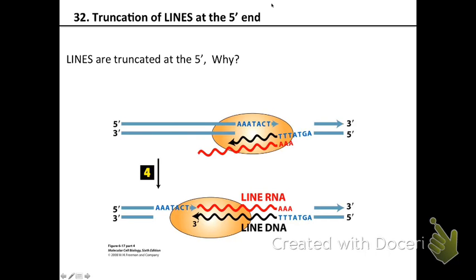All right, let's look here. One of the first steps of the transposition is taking up that LINE RNA and making a copy of that RNA into DNA by this enzyme called reverse transcriptase. And I'm telling you guys that the 5' ends of the LINEs are usually truncated, forming SINEs. What could be the basis of that? What property of this reverse transcriptase could have led to that?